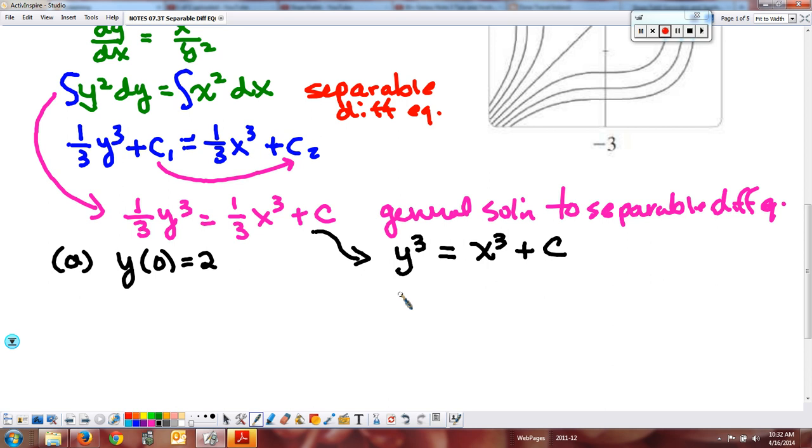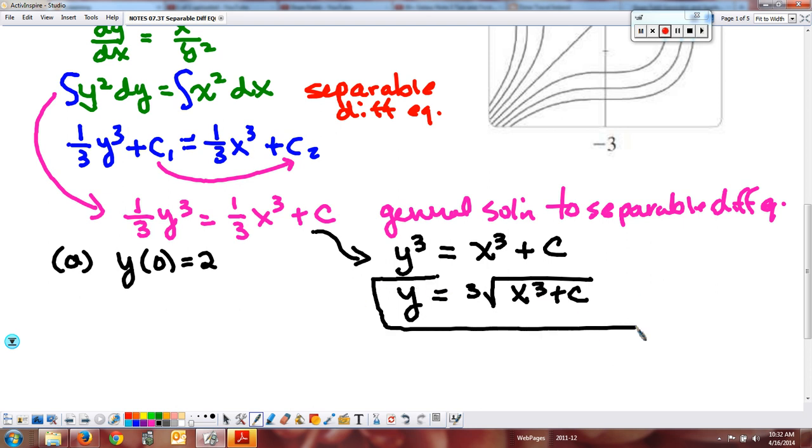And then I'm going to take the cube root, and so y equals the cube root of x cubed plus c. So this is in general kind of the format. You usually find your general and then solve for y, and that would be your general solution. Now I'm going to go ahead and do my initial condition, y of 0 equals 2.